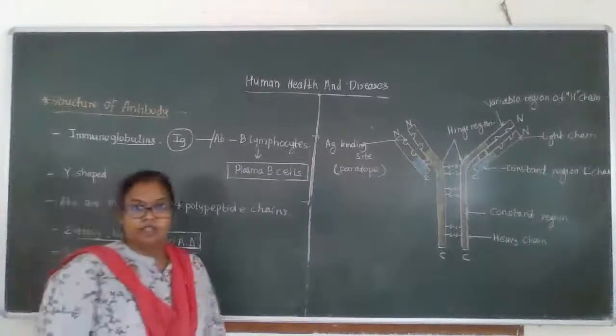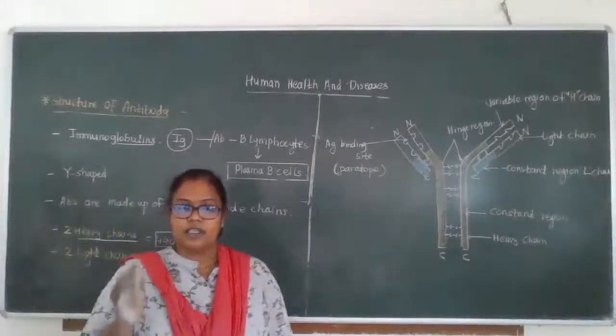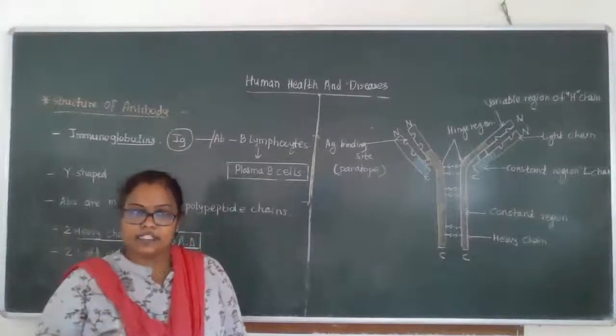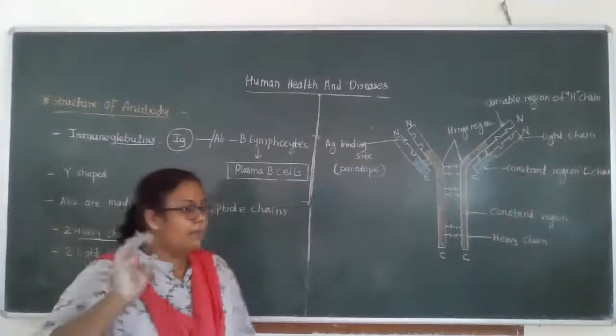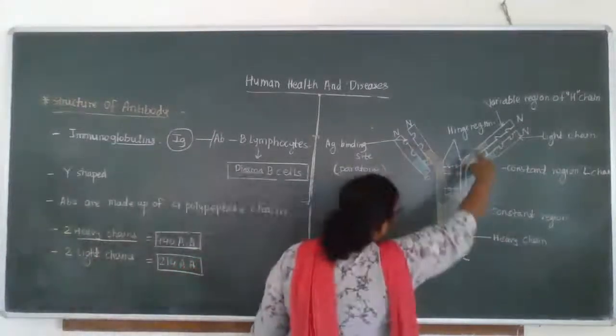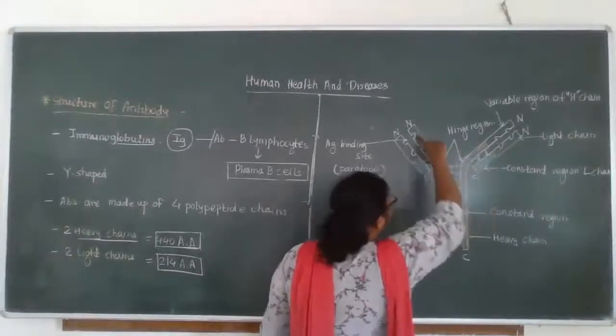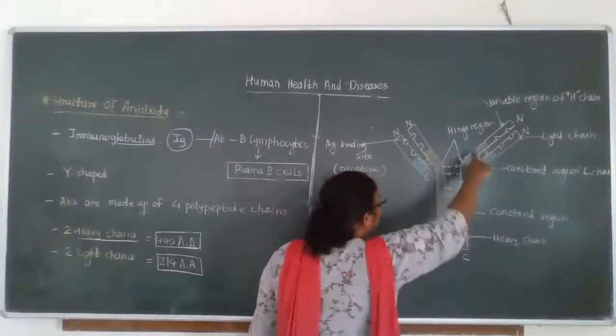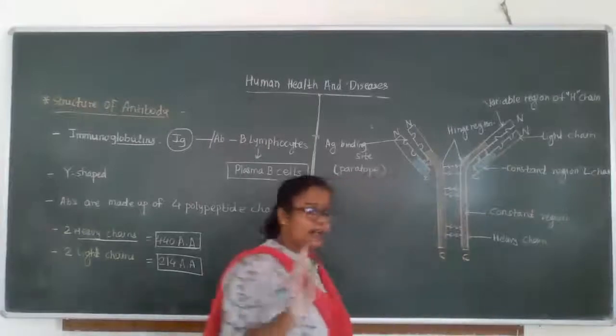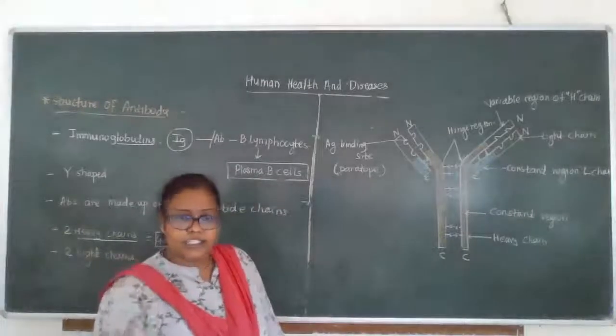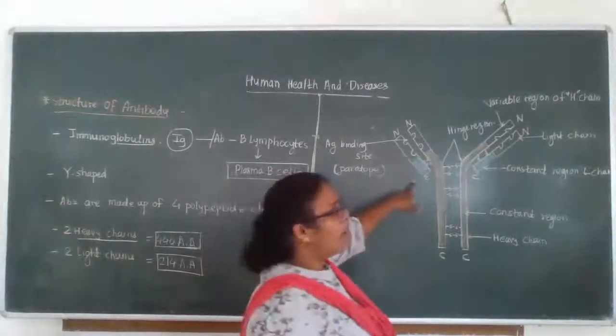Okay, so clear everyone. Majority of the antibodies are Y-shaped. It consists of 4 polypeptide chains. Among these, 2 are heavy chains and 2 are light chains. The heavy chains are made of 440 amino acids, and the light chains are made up of 214 amino acids.